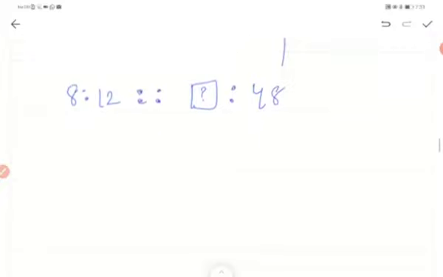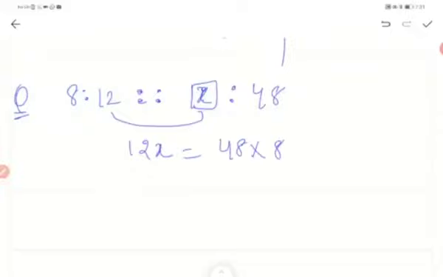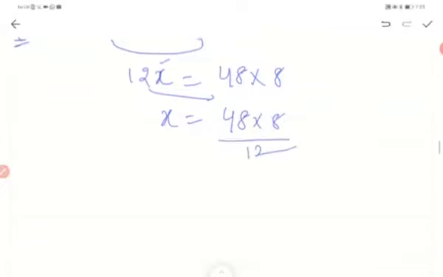The product of means will be equal to the product of extremes. Let us take this number as x. So 12 into x is equal to 48 into 8. Now I want to find x, isn't it? So I will take 12 from here to this side. So my x will be equal to 48 into 8 divided by 12, isn't it? When I am cross multiplying, it will come as division, divided by 12.